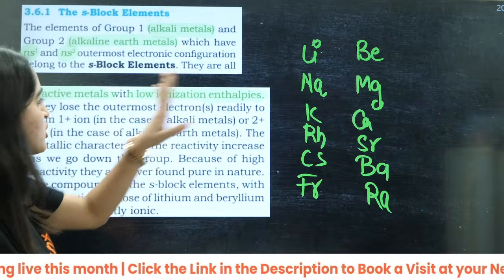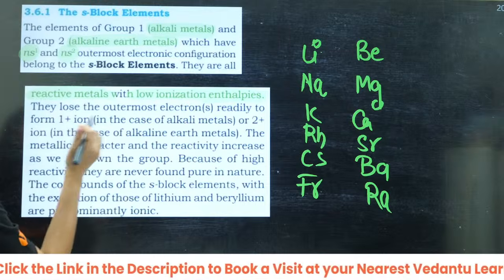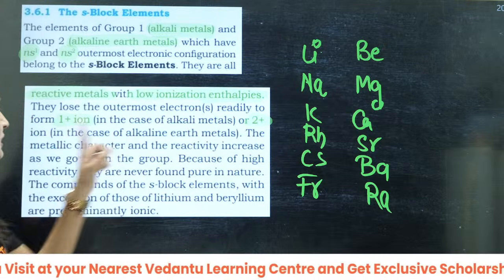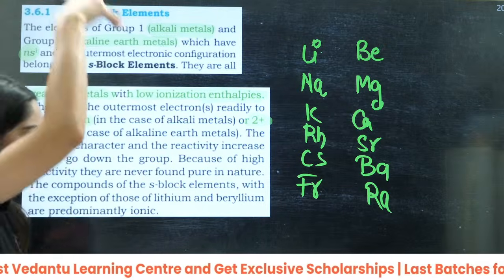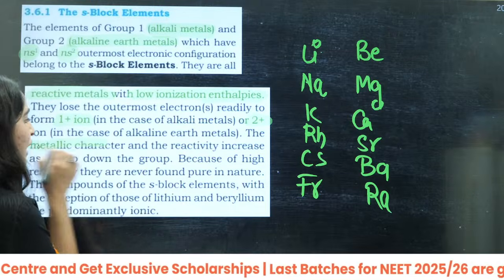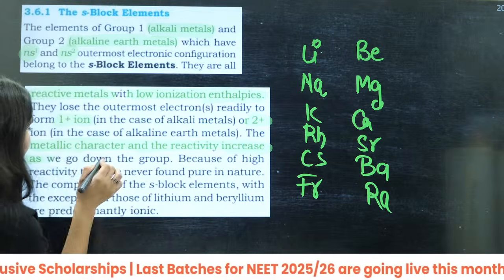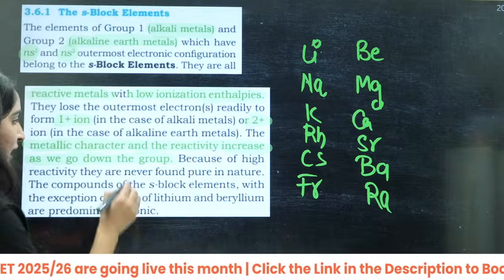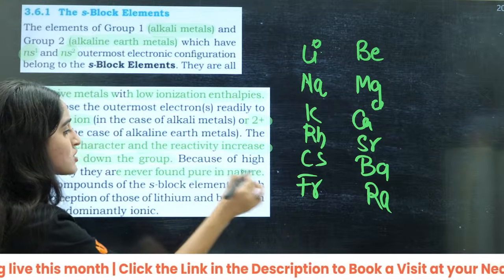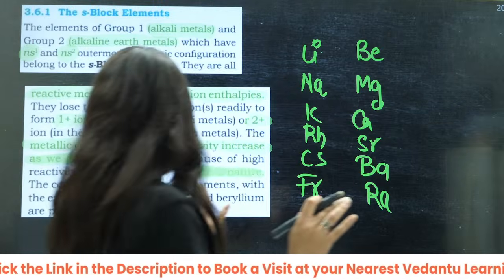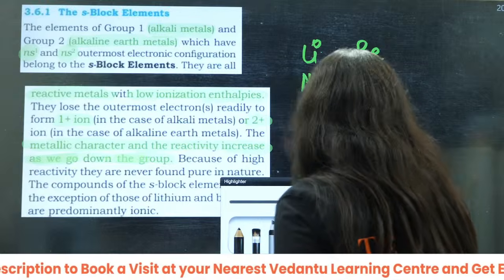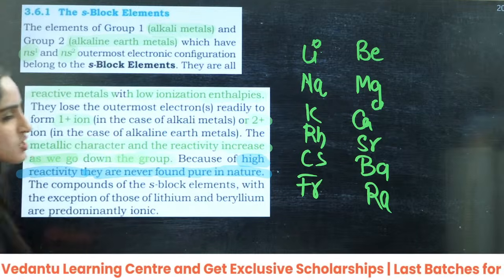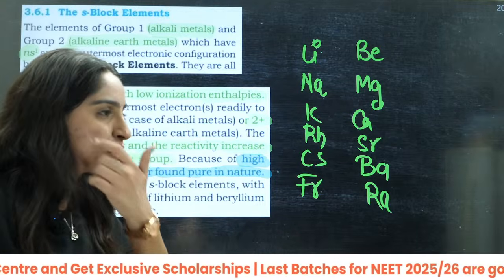They have low ionization enthalpies. They lose the outermost electron readily to form a +1 ion here and +2 for alkaline earth metals. The metallic character and the reactivity increase as we go down the group. I will also tell you the reason behind that in the trends, which we will do in the next class. Because of high reactivity, they are never found in the pure state. Very, very important. Being very reactive, they are found as ores.